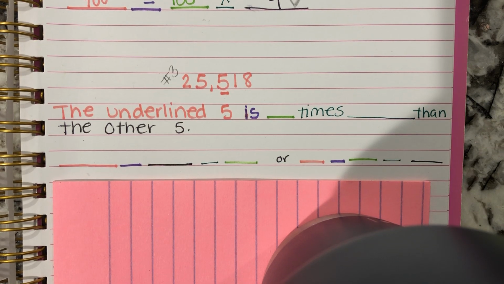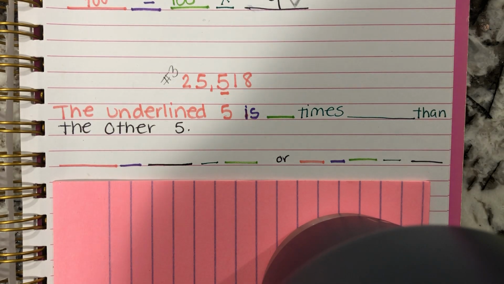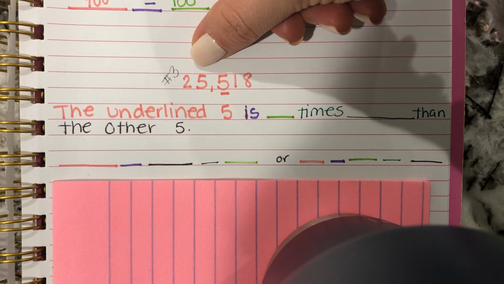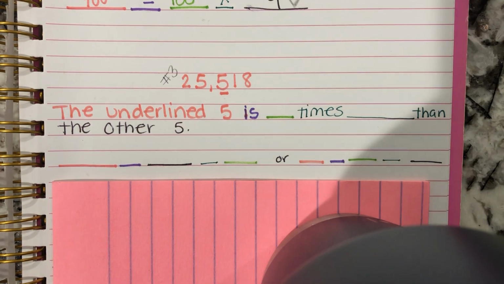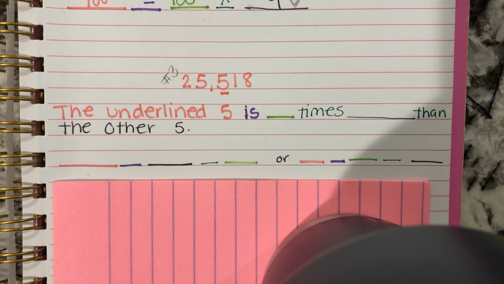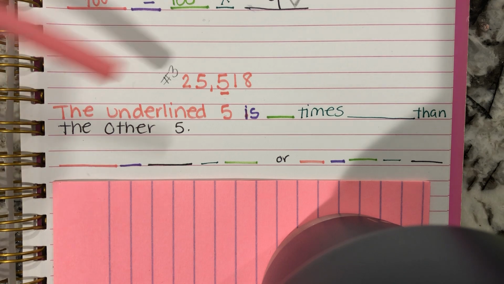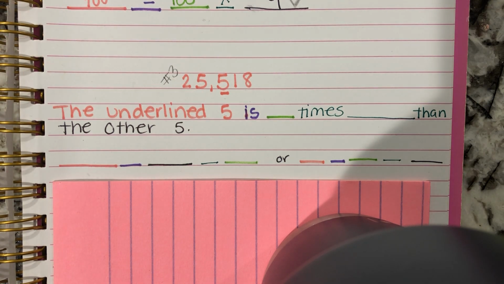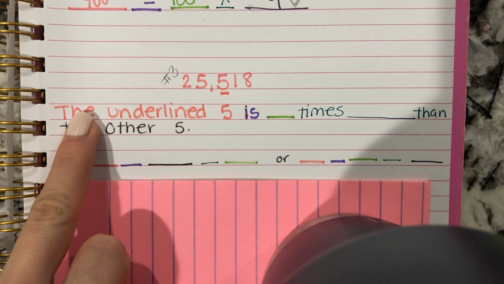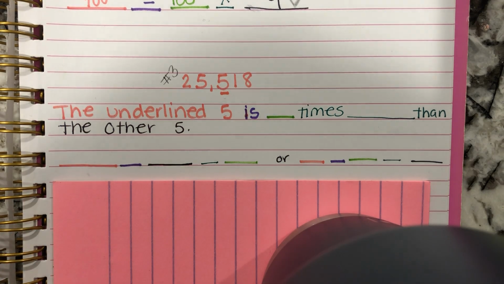We're going to do the next part of our video for place value relationships. The number we're looking at tonight is 25,518. I can tell we're going to be comparing the values of the fives because that's the only digit that repeats in this number. So first things first, we're always going to change all of these words in our statement to be numbers. So our sentence frame says the underlined 5 is blank times blanker than the other 5.